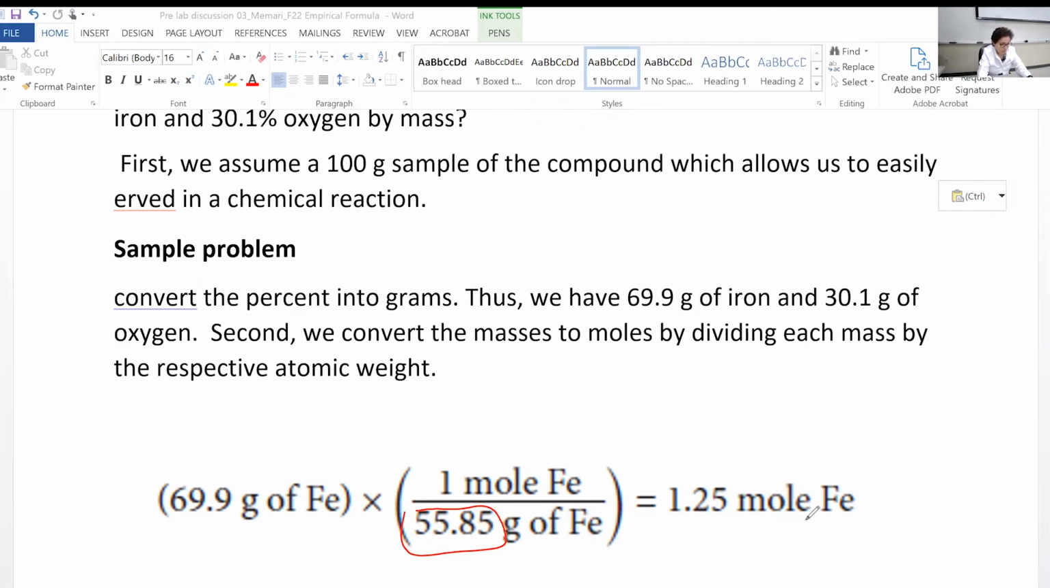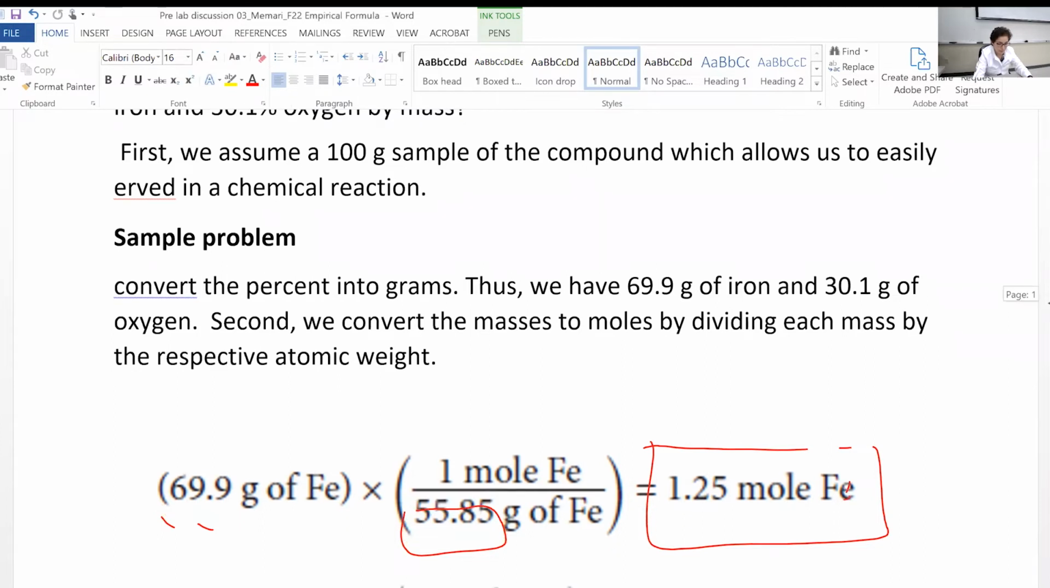So when I multiply by that ratio, I get the number of moles for the given mass of iron. I do the same for oxygen. Remember, oxygen is a diatomic molecule. So if you were trying to find the number of moles of oxygen gas, you would divide by the molar mass of O2.